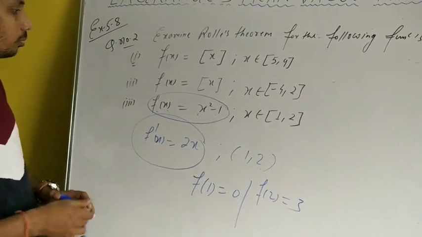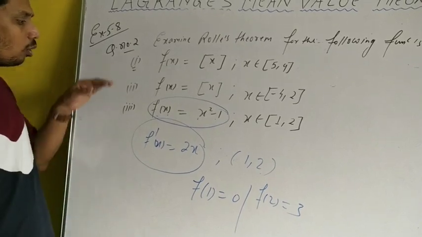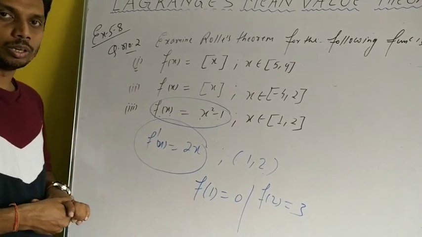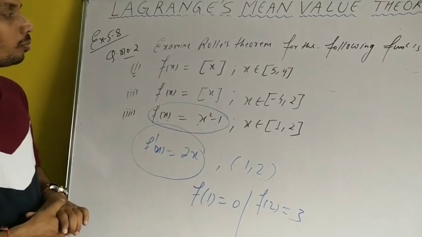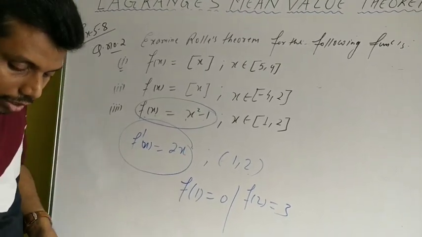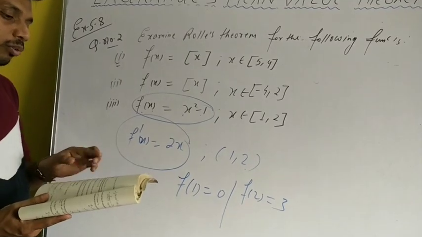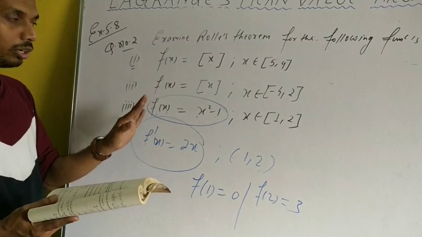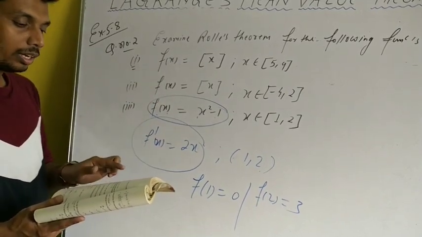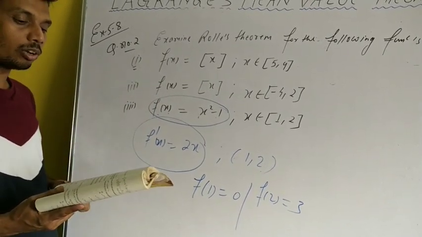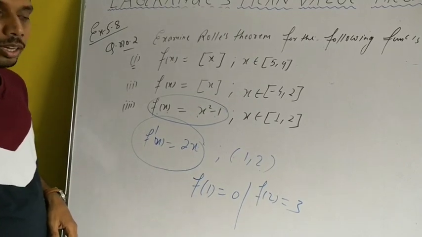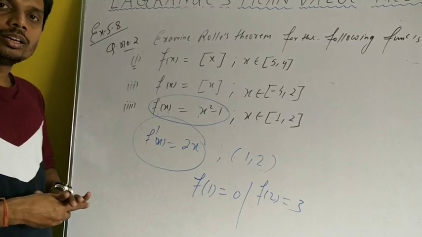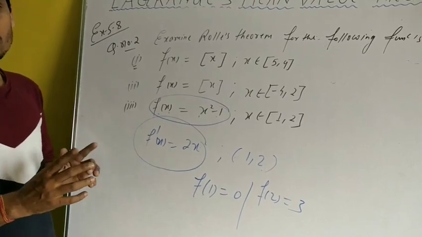So this is all about question 2, that is, for all these three functions Rolle's theorem does not hold. One part is given here: examine if Rolle's theorem is applicable to any one of the following functions, these three functions. So it is not applicable to any of the functions. Can you say something about the converse of Rolle's theorem from these examples? What can we say about the converse of Rolle's theorem? That the converse does not hold.